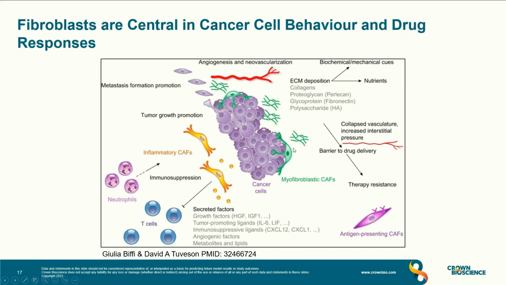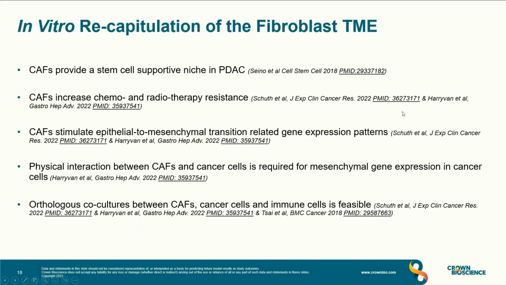Then we have myofibroblastic CAFs, which form the fibrotic part of the tumors. They can both interfere with and stimulate tumor progression, and the newest one is the antigen-presenting CAFs, which have been found to be able to cooperate with the immune system and modulate immune cell responses as well. So it is important to be able to model these types of cells as well. And there has been quite some effort in that domain in academic settings.